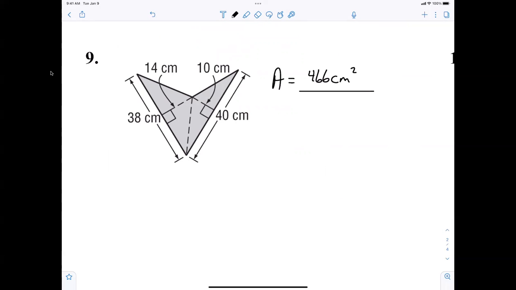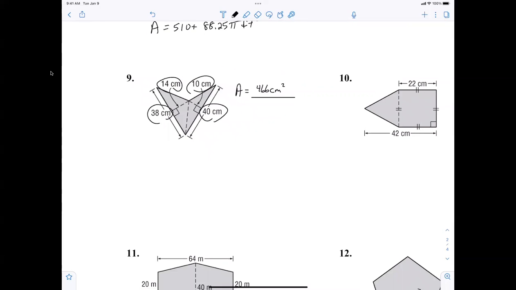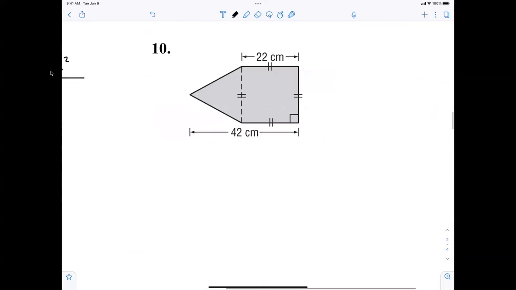Now, again, if you want to write 1/2 base times height plus 1/2 base times height, that's perfectly fine with me. But we know the base and the height, that's just straightforward. I could give that to my sixth graders and they can do that. Okay, so now number 10.